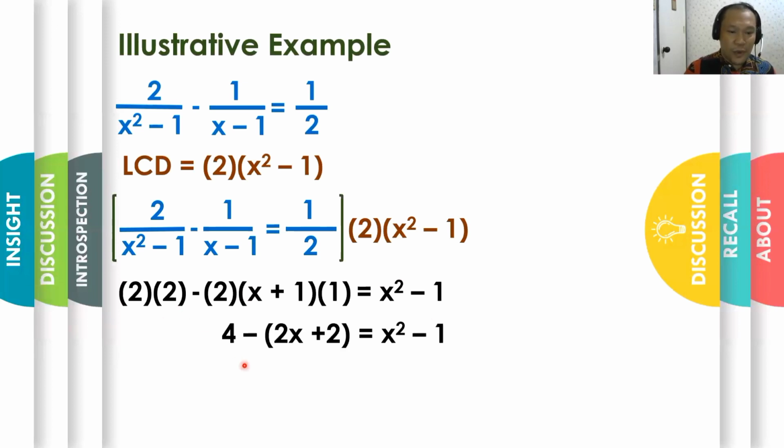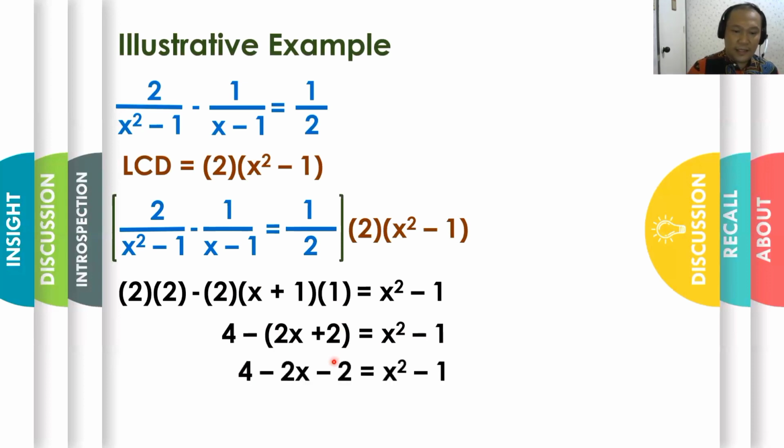2 times 2, we do have 4. Then we are going to apply the distributive property here. We have 2 times x, 2x. 2 times 1, we do have 2. Then multiplied to 1, the same result is generated. Then we have to open and close parentheses. Then subtract, is equal to x squared minus 1.